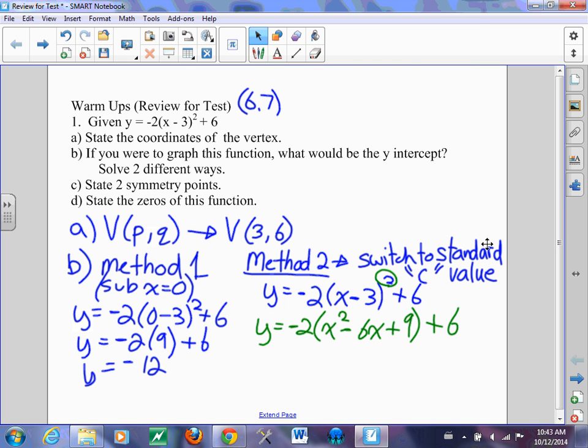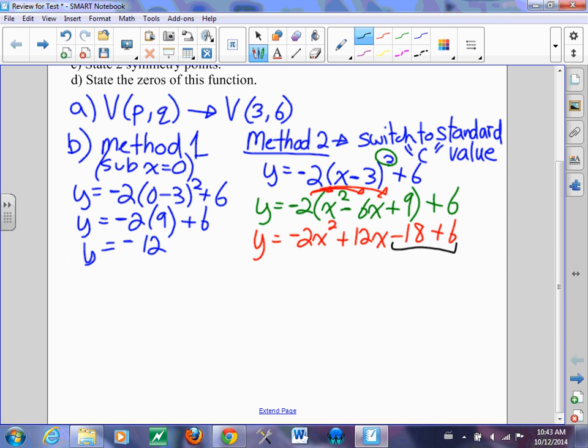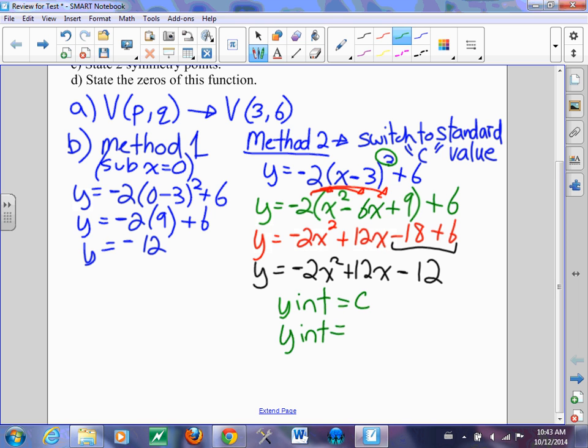Okay. Second step, folks, is your distributive law. You got to multiply a through everything. So y equals negative 2x squared plus 12x minus 18, and then we still have plus 6. And your last step, ladies and gentlemen, is to collect the constants. So y equals negative 2x squared plus 12x minus 12. And again, you're going to say y-intercept equals c value, y-intercept equals negative 12.